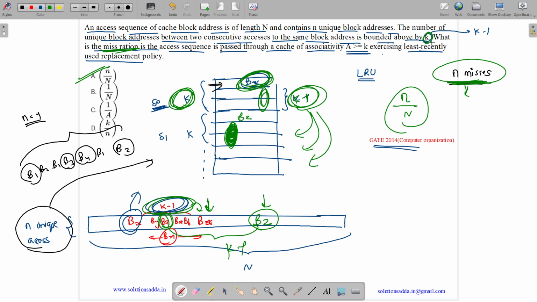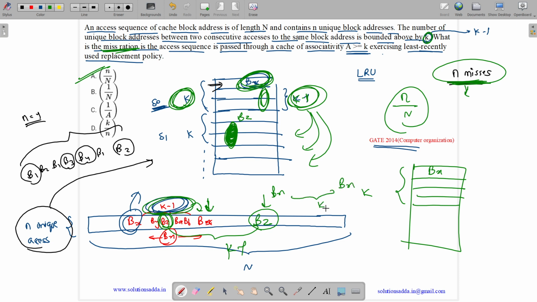If it was k, then it has a different possibility. Let us suppose this is our entire set of size k. Then let us suppose bx is over here. Then two bx's are separated by k unique addresses. Then it might be possible that, see, we have only k minus 1 empty slots. Then it is possible that all of these k minus 1 come to these slots, and there is one more possibility. It is possible that this one can replace this. Let us suppose bz replaces this. Last is bz. So bz replaces this, and after this we call bx. So this bx will cause an extra miss which is more than these n misses.